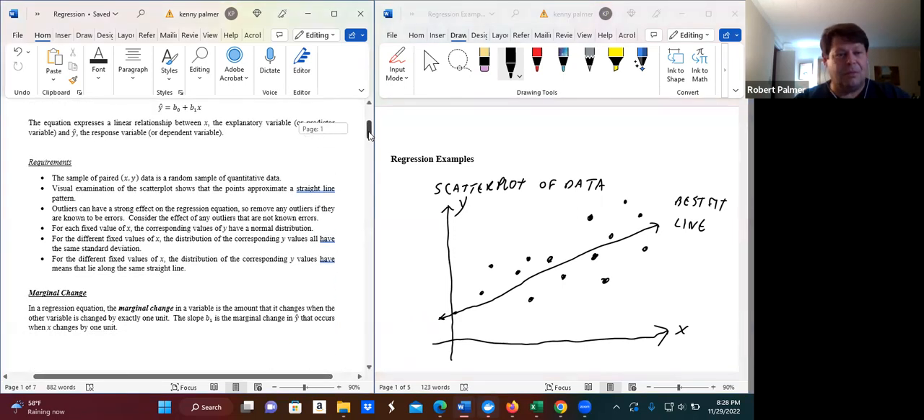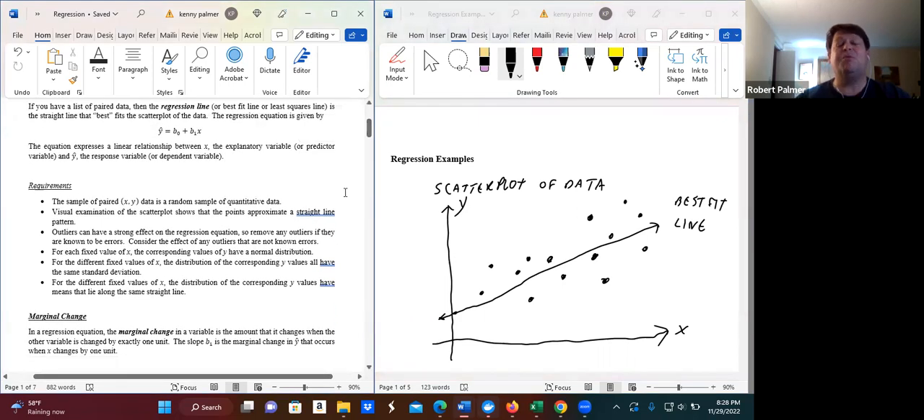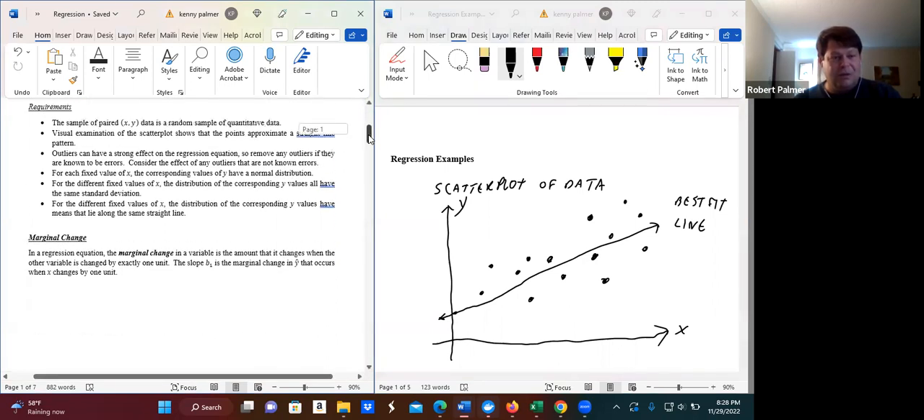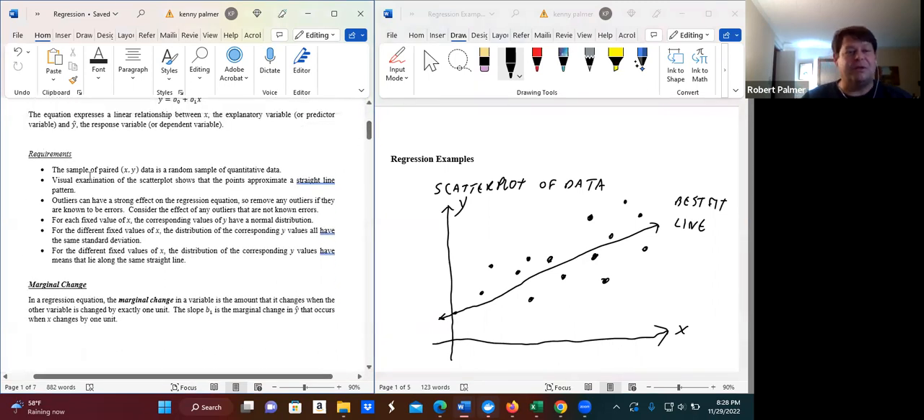Now, let's explain a few more concepts so you get the idea of why it's called a best fit line, and how I actually determine whether it's a best fit line or not. So let's mention a few things. The requirements we're assuming are that the sample of data is a random sample of paired quantitative data. Visual examination of the scatter plot shows the points approximate a straight line pattern. This seems to be a fairly straight line pattern. Not great, not incredible, but fairly good.